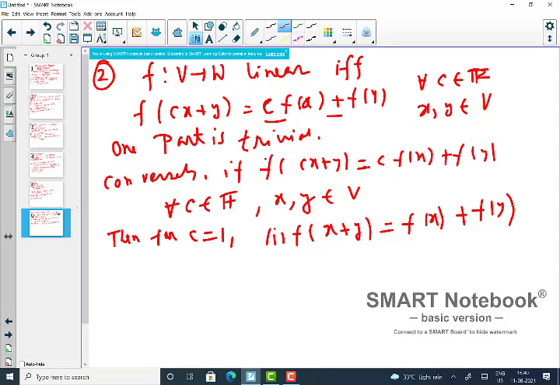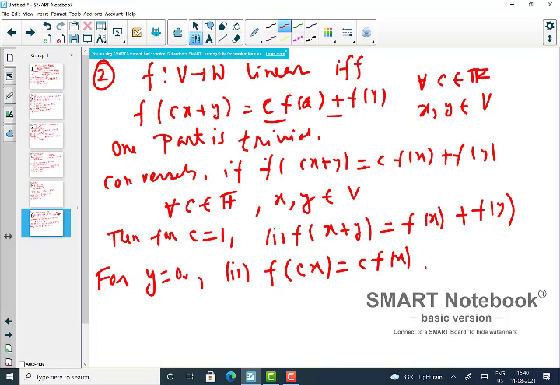For the second property, this is true for every vector, right? So you just choose y equal to the 0 vector of V. Then what happens? Then you get the second property, which tells you that f of c x is nothing but c times f of x.